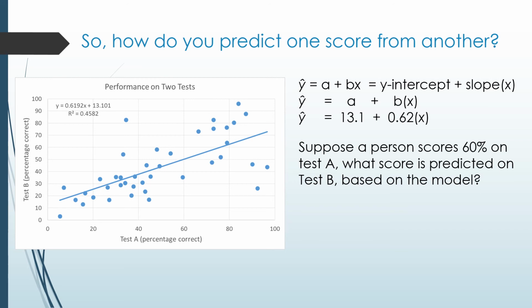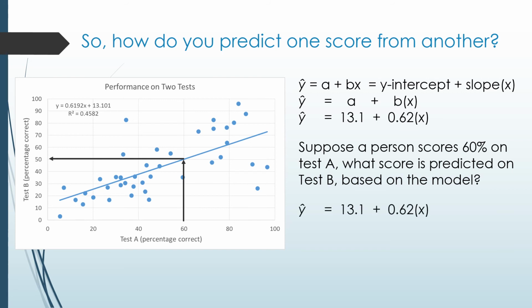So here's the question: suppose we have a person who scores 60% on test A. What score would we expect that same person to have on test B based upon this model that we've created here? So taking a look at our chart, what we're basically doing is finding the score on test A, following up until that crosses the line, noting that point, and then following back over to the left, and that indicates what we would expect the y value to be. And so again, this is based upon that best fit line.